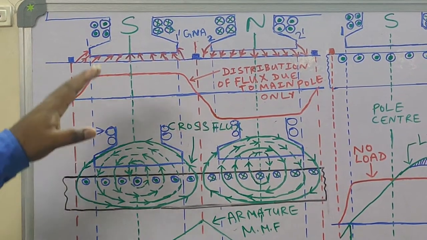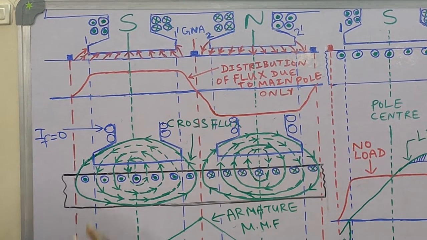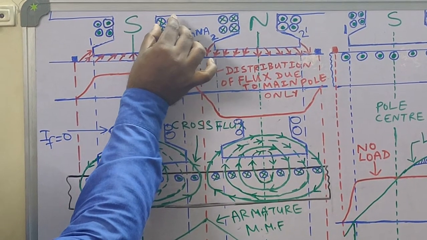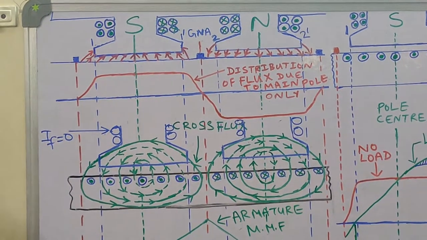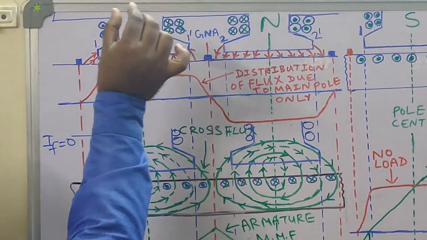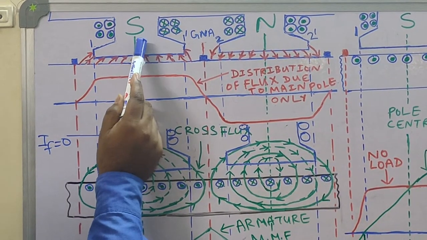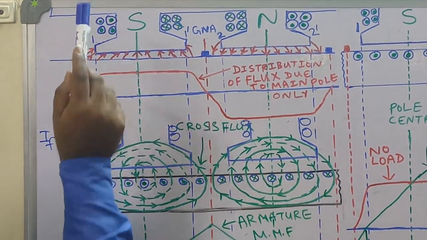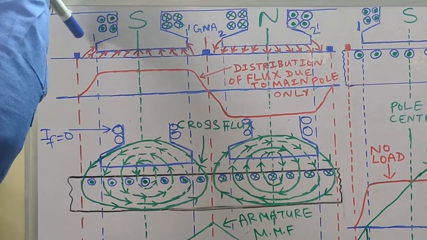This was taken to be the cross-sectional view. So you can assume that there is a field winding in this manner. It is leaving the board from this side and again entering the board on this side. So you can imagine that on the right hand side of the south pole the field coils are leaving the board, and on the left hand side of the south pole the field coils are entering the board, and obviously the whole thing is returned from the back of the board.